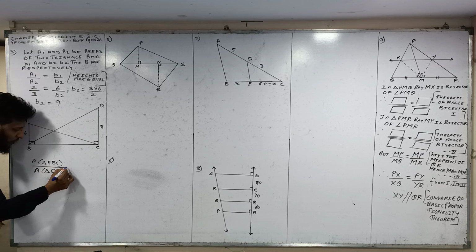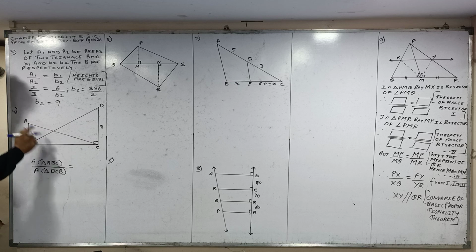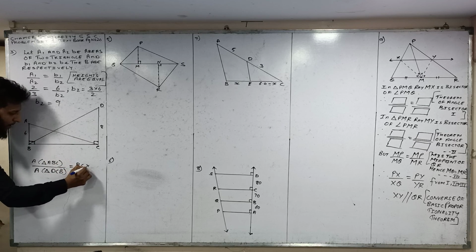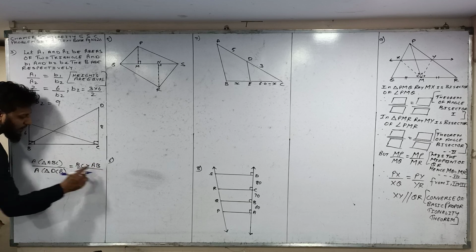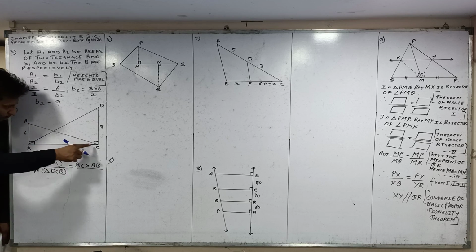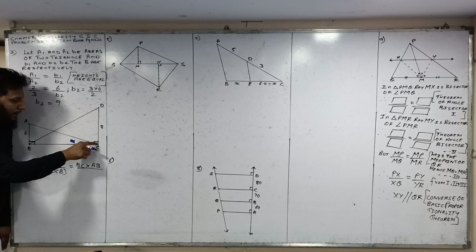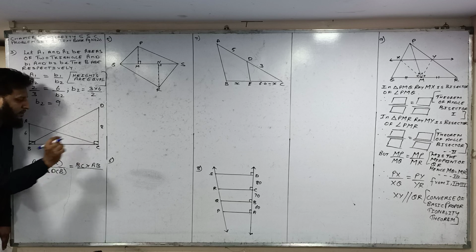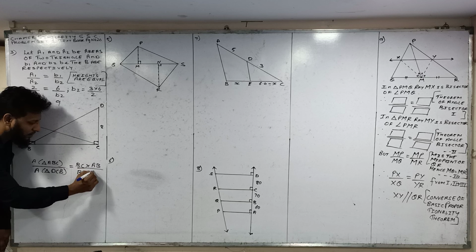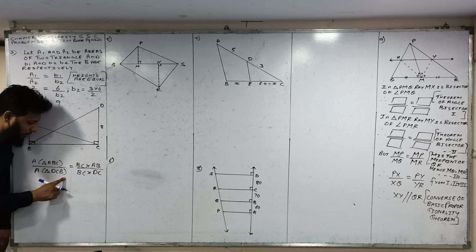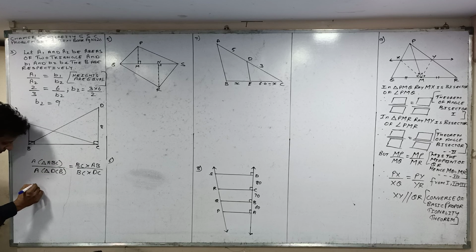Areas are proportional to their base and height. In triangle ABC, BC is the base and AB is the height. In triangle DCB, with this perpendicular line, the base is BC and the height is DC. Here the base is the same, so cancel the base.